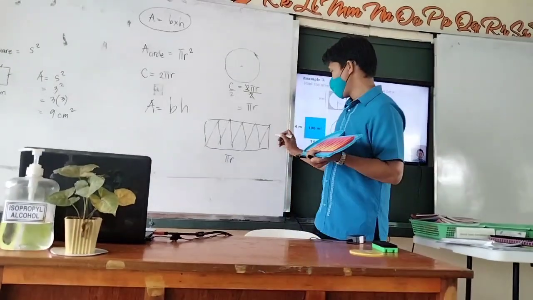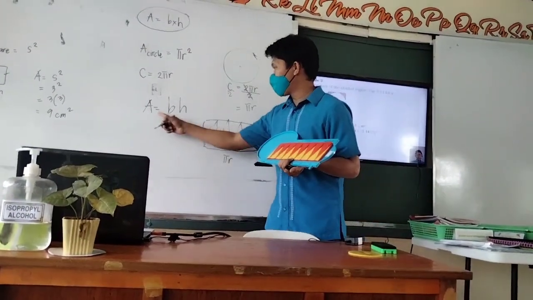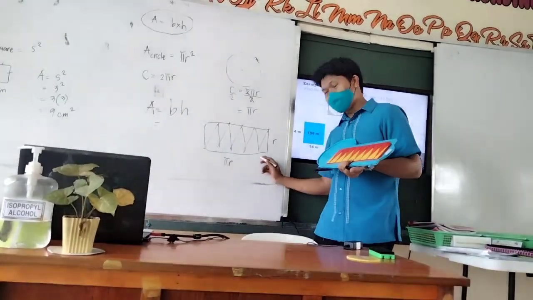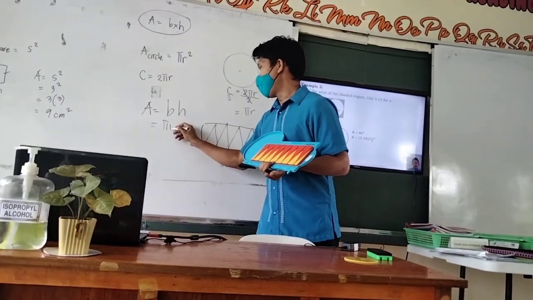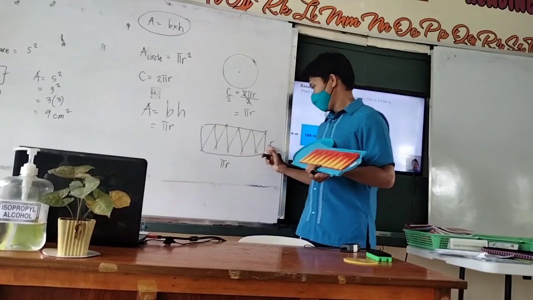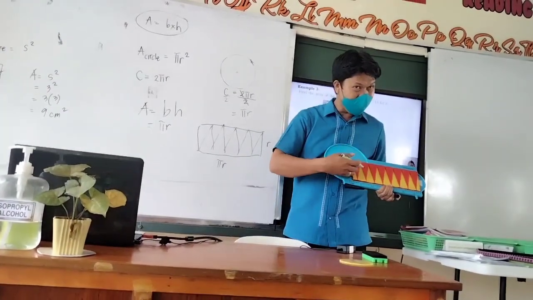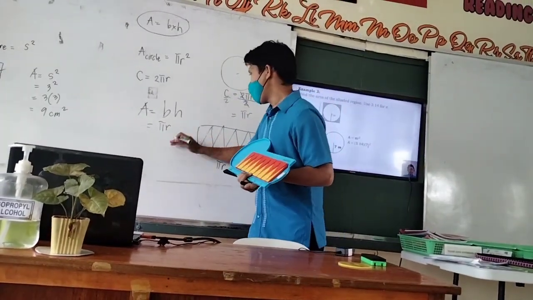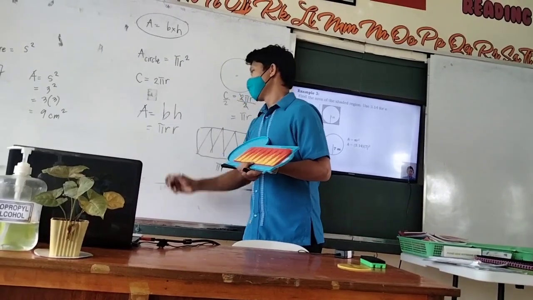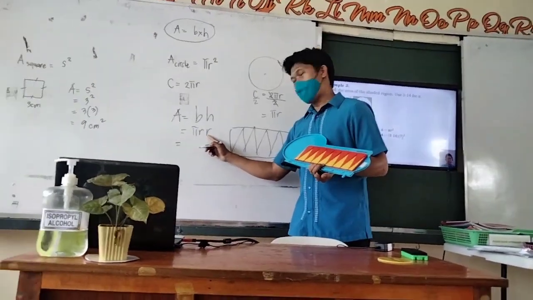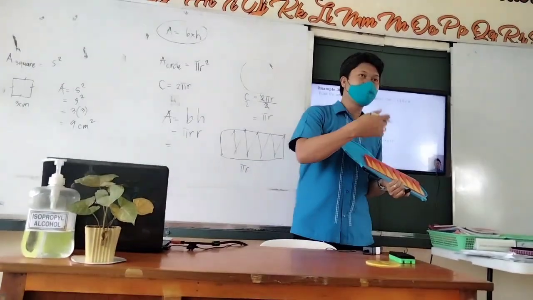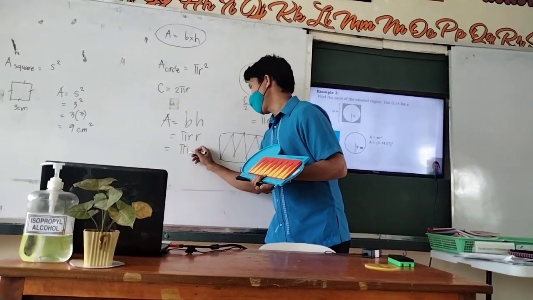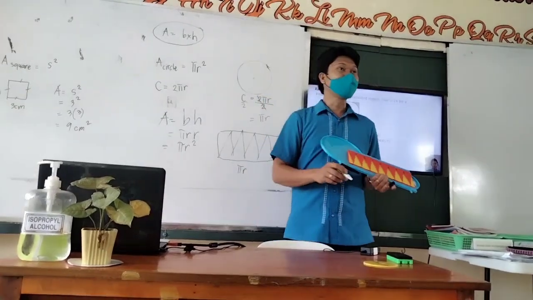Therefore, if this is the radius, and we use area equals base times height, then we replace the base with pi r, and the height is the radius, r. If you simplify, r times r is just like m times m, or meters times meters, which is meter squared. Therefore, this becomes pi, copy r, and then write an exponent 2. It is pi r squared.